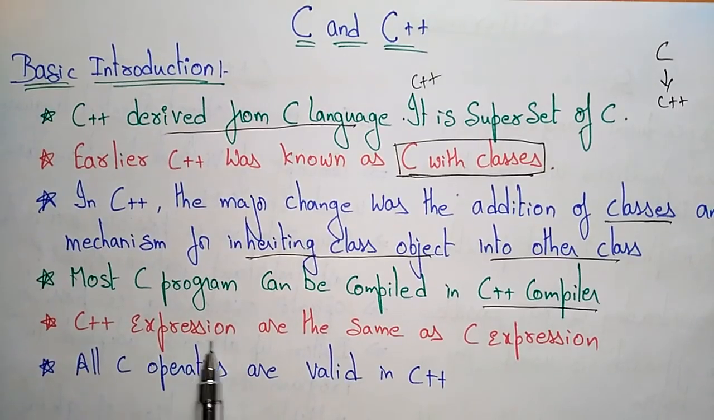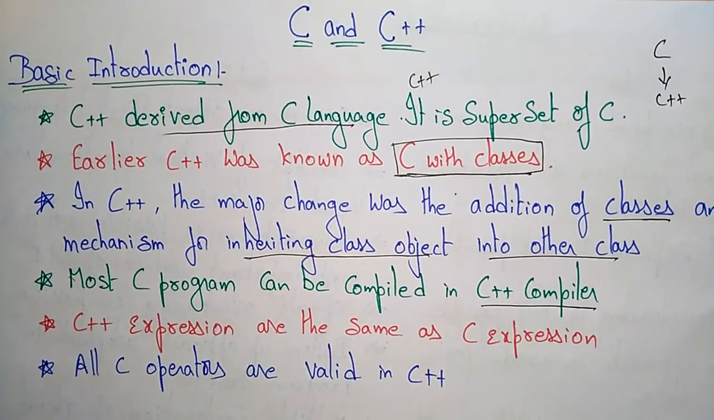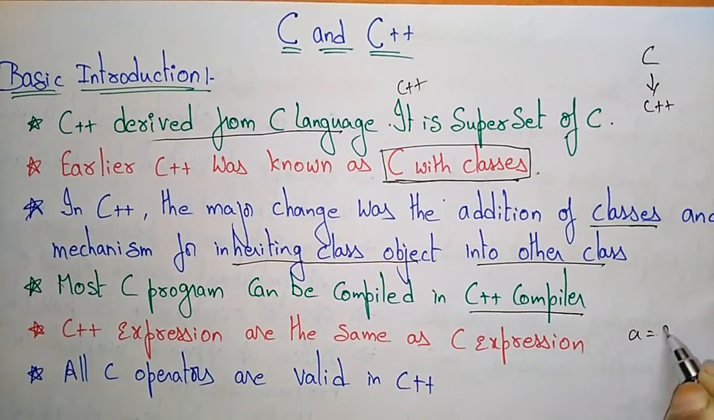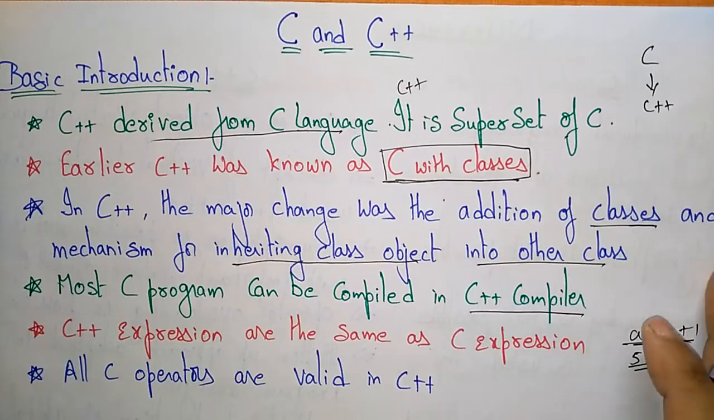C++ expressions are the same as C expressions. Whatever expressions you use in C++ will be the same, that is A is equal to A plus 1, or 5 is greater than 3. These expressions are the same in C++ as well as in C.